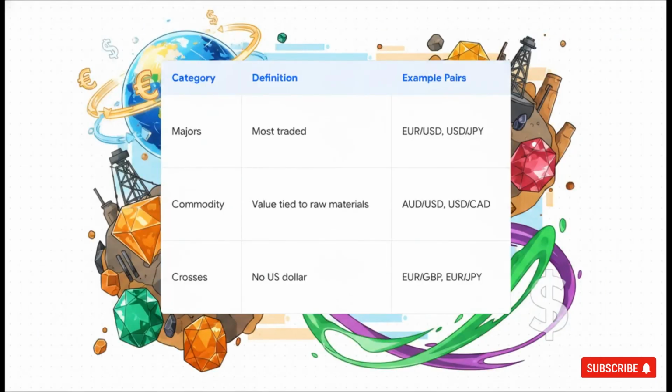Now, to make sense of the hundreds of combinations out there, we can categorize the market into three main groups. First, you've got the majors, which are the most traded globally. Next are the commodity pairs, whose value is heavily tied to raw materials pulled right from the earth. And finally, crosses. These are highly traded pairs that simply bypass the US dollar altogether.